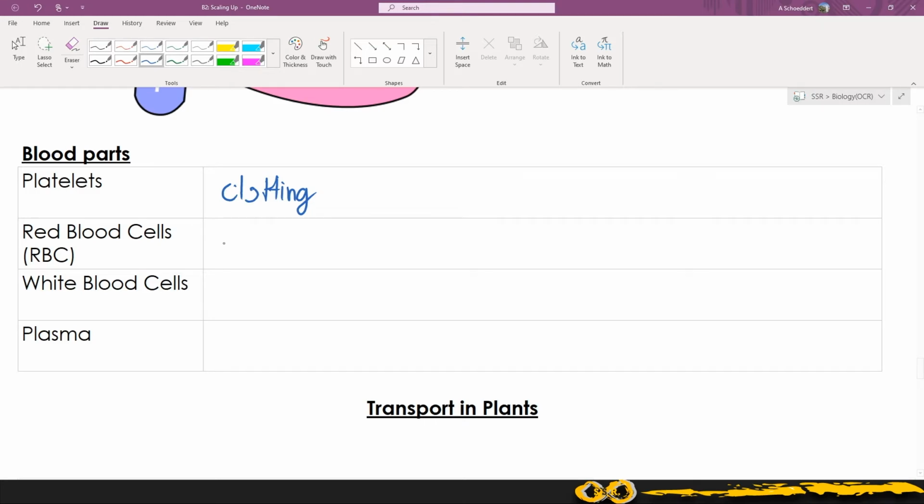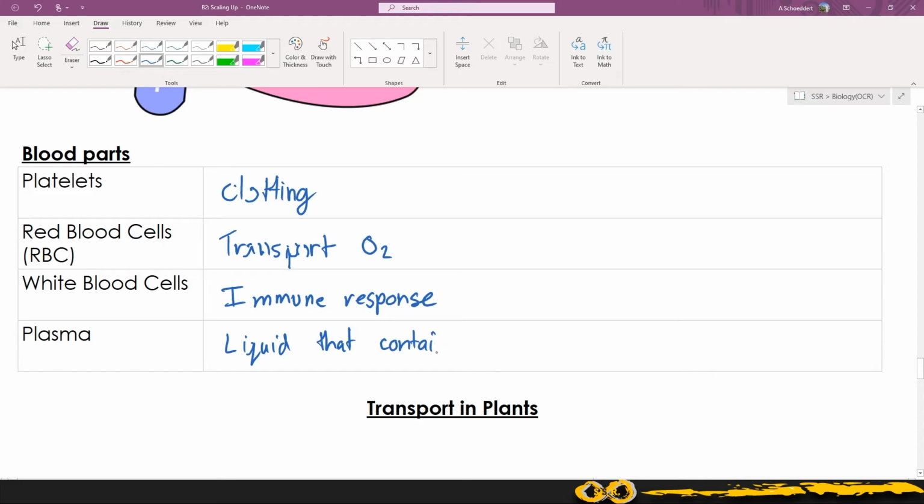Your red blood cells, we already know they transport oxygen. White blood cells are involved in the immune response. Your blood plasma is the liquid that contains these cells and supports them. And it also contains lots of dissolved nutrients and other materials, and a lot of water, and your body will regulate the amount of water in the plasma in order to regulate your blood pressure.